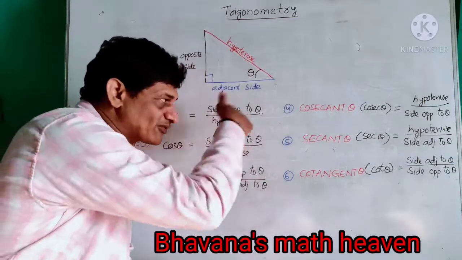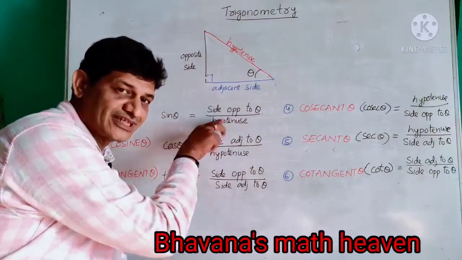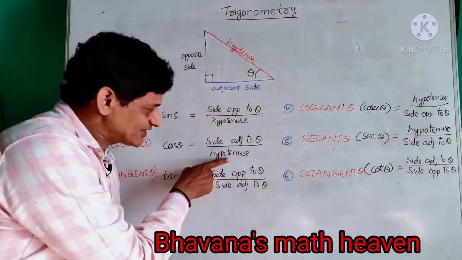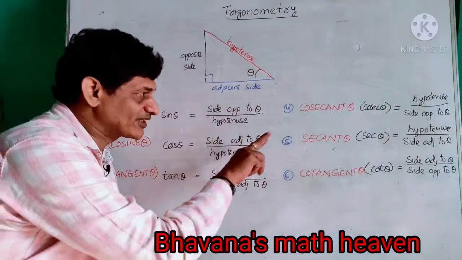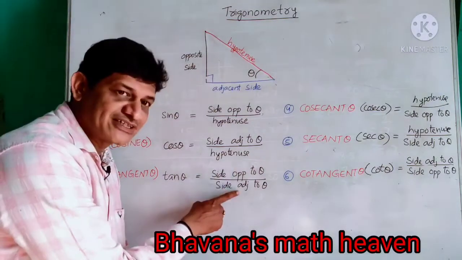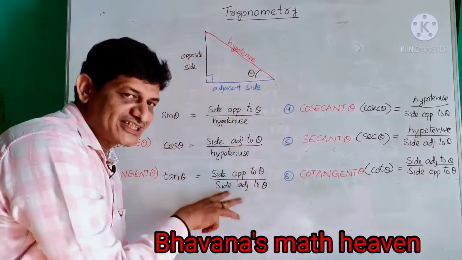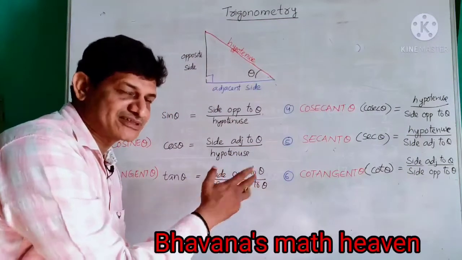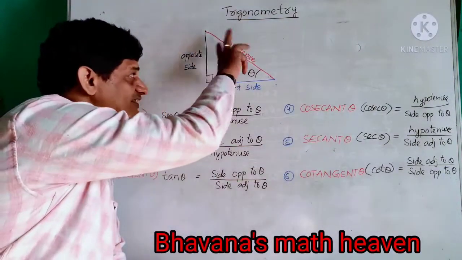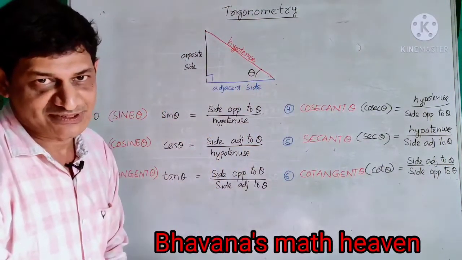If you take the reciprocals of these three, check the first one, opposite by hypotenuse, and its reciprocal is hypotenuse by opposite. The second ratio is adjacent by hypotenuse, and its reciprocal is hypotenuse by adjacent. And coming to the third one, opposite by adjacent, and its reciprocal is adjacent by opposite. So by using these three, if you write their reciprocals, you get another three. So totally these six ratios are formed using these three sides. Then what about the names of those three reciprocals?